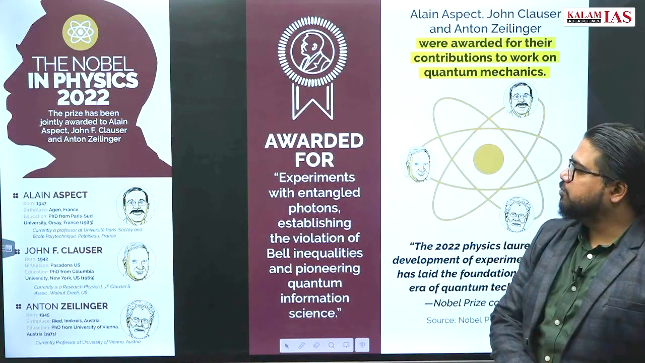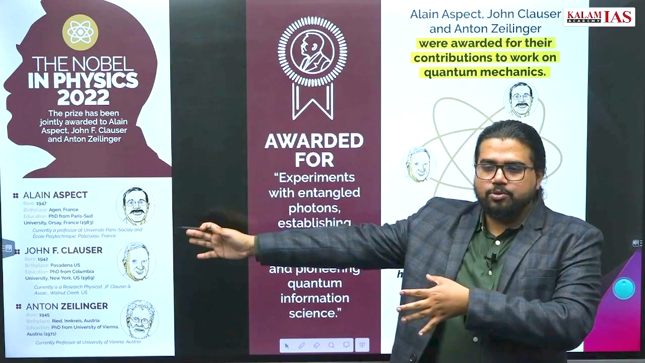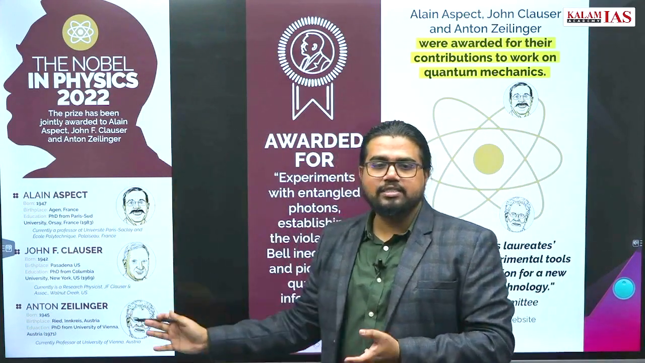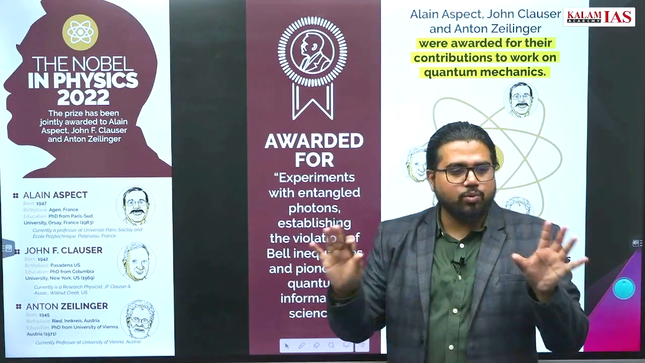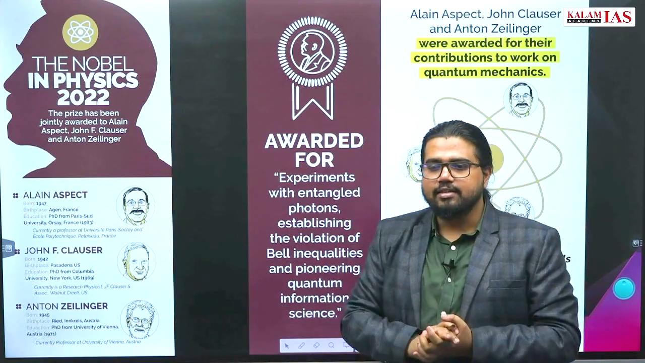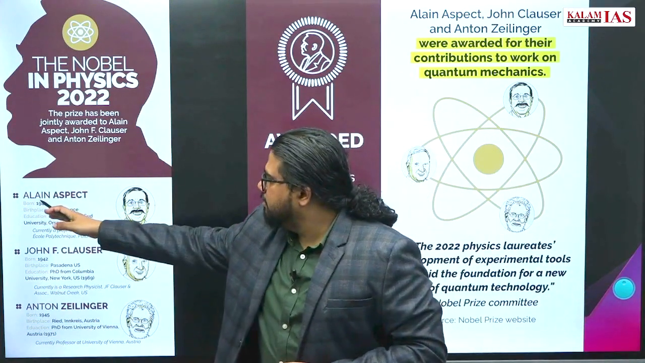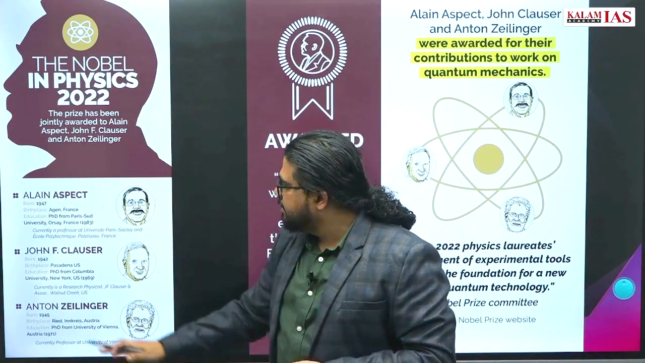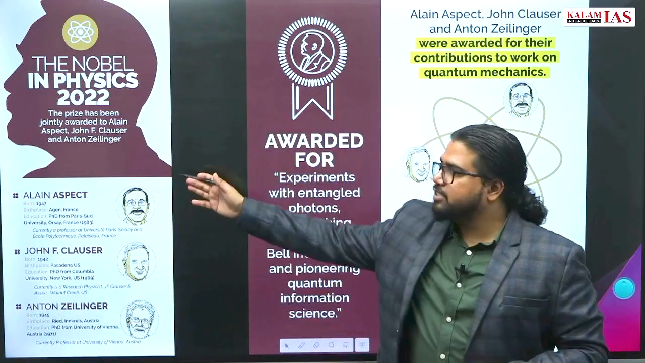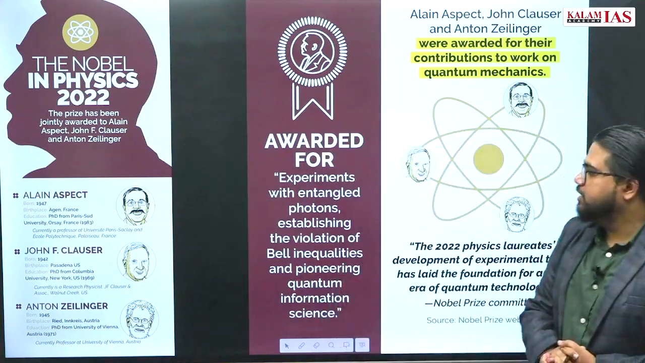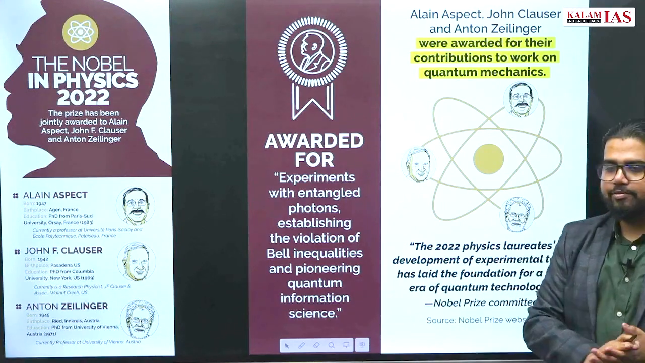First one is Nobel Prize for Physics. Who all got this prize? Our objective is not to learn the persons' names or anything like that. We only focus on what is the underlying technology, how it redefined sciences, and why they were given these Nobel Prizes. So Alain Aspect, John F. Clauser and Anton Zeilinger, these three persons were awarded the Nobel Prize in 2022. They did experiments on Bell inequalities and quantum information sciences.